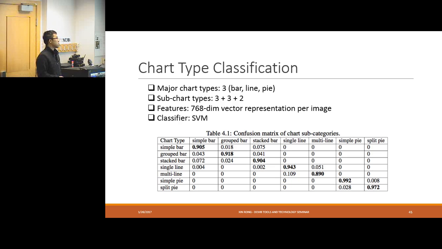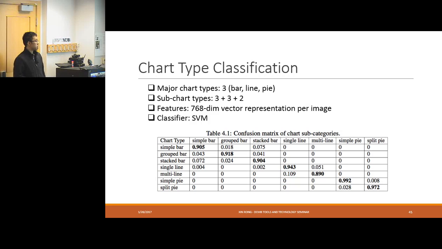Then we use the convolutional neural network encoder to get a 768-dimension vector representation of each image. Then we use a support vector machine to see if these features are sufficient for the classifier to learn a boundary between these image representations. So here's the example: a confusion matrix between different charts.